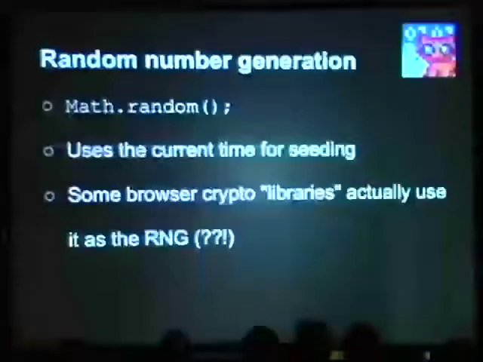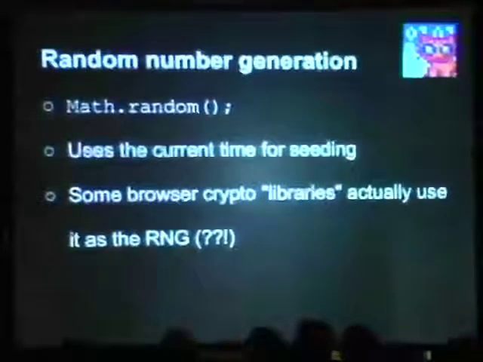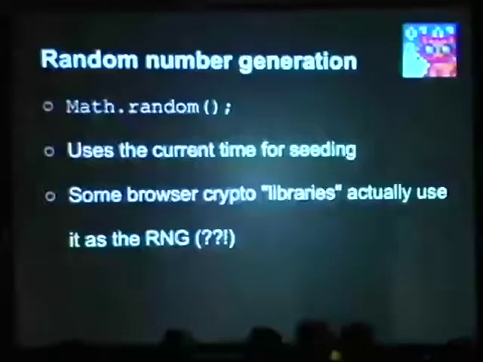Random number generation. So Math.random uses the current time for seeding, and some browser crypto libraries at the time used that for randomness, which made me very eager to test the structural integrity of the nearest wall using my head.